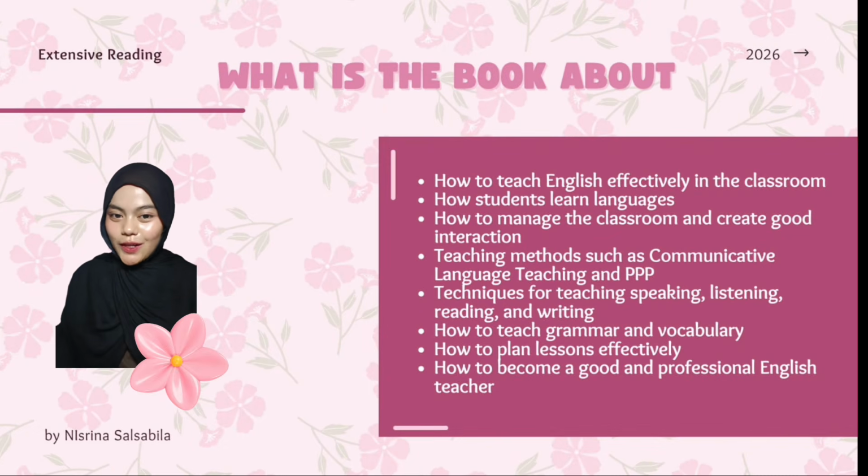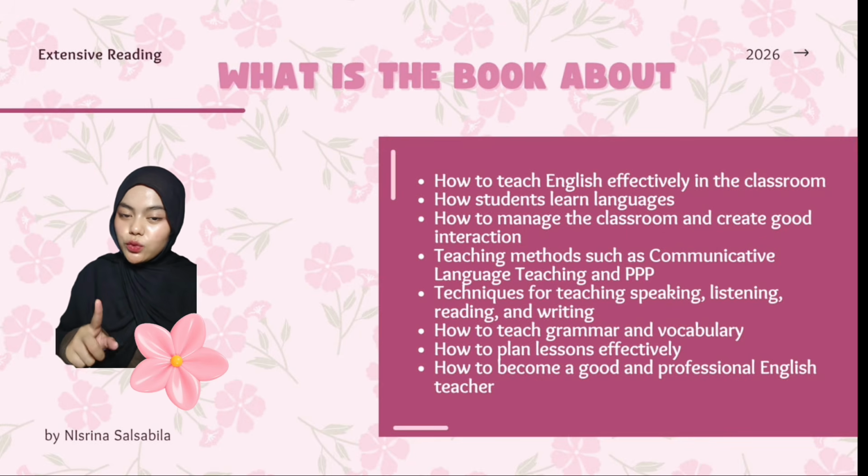Now, let's talk about what this book is about. This book explains many important things related to English teaching and learning. Firstly, the book explains how to teach English effectively in the classroom. For example, the author explained that teachers should not only explain materials to the whole class all the time, right? Sometimes teachers should use pair work or group discussion so students can practice English more actively.